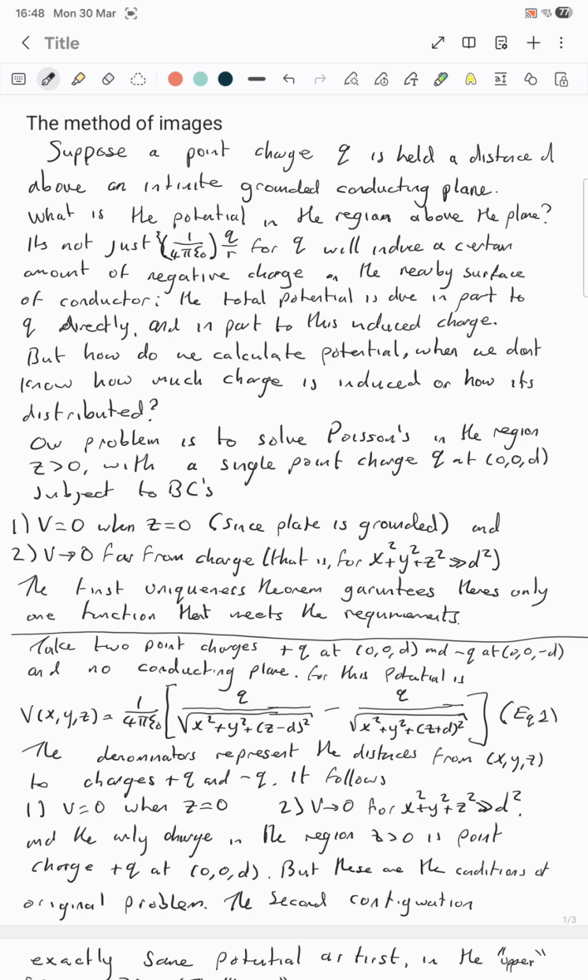The total potential is due in part to Q directly and in part to the induced charge. But how do we calculate potential when we don't know how much charge is induced or how it's distributed? Our problem is then to solve Poisson's equation in the region z greater than 0 with a single point charge Q at the Cartesian coordinates (0, 0, d), subject to the boundary conditions given here: V equals 0 when z equals 0, and so on.